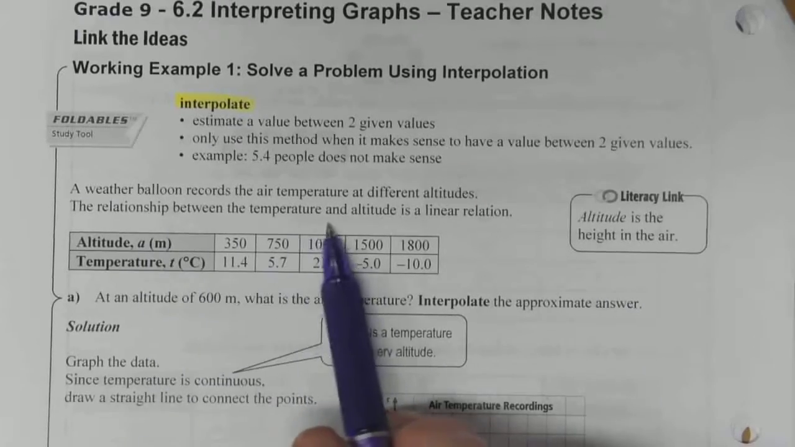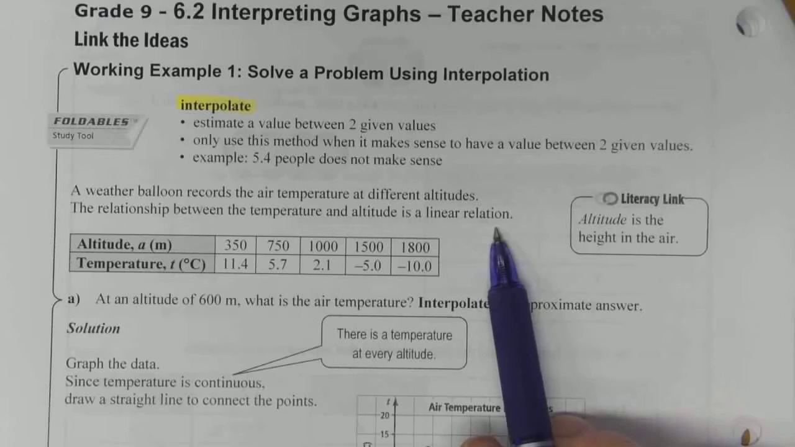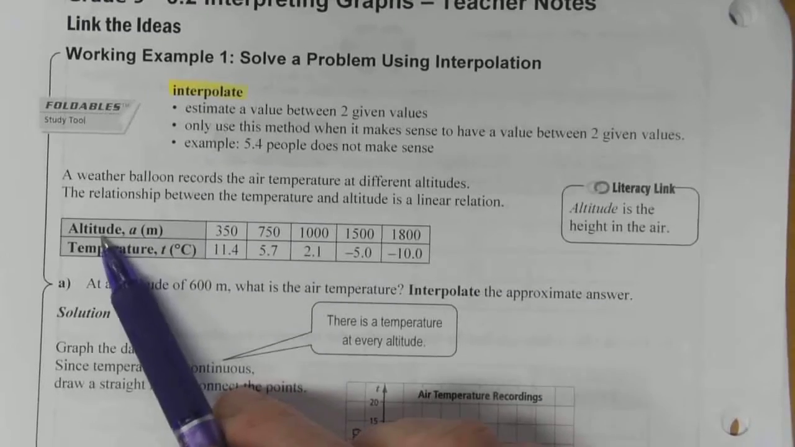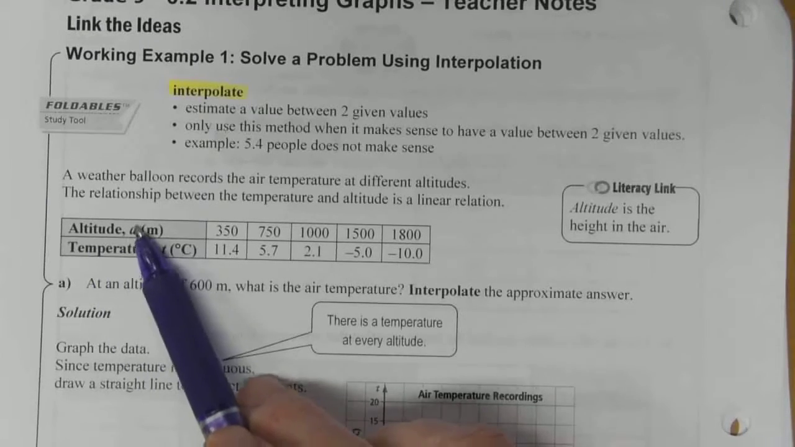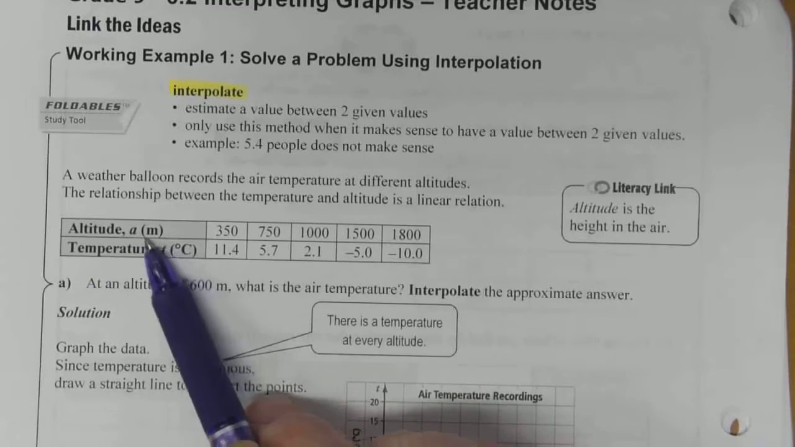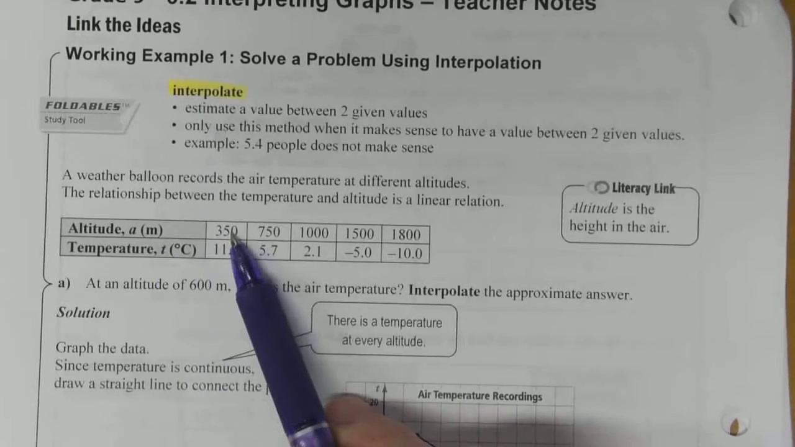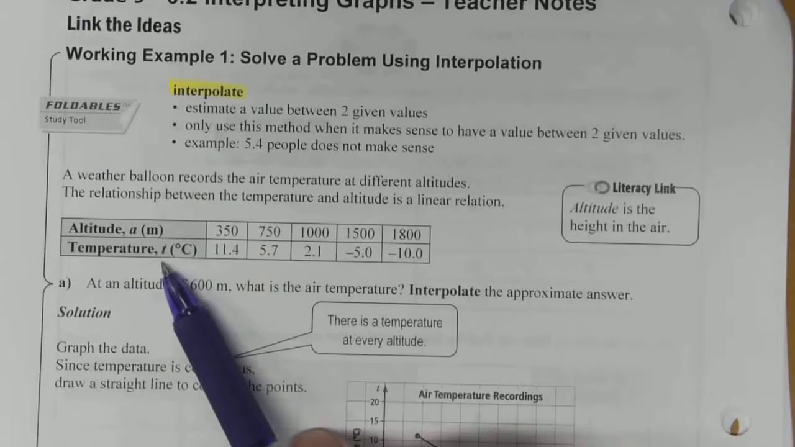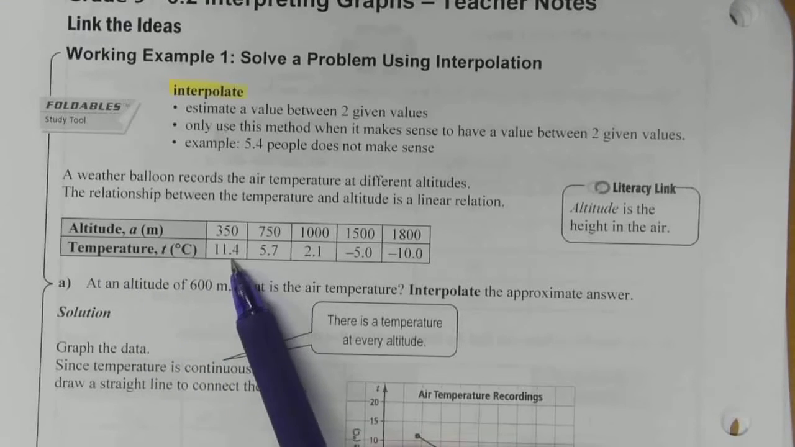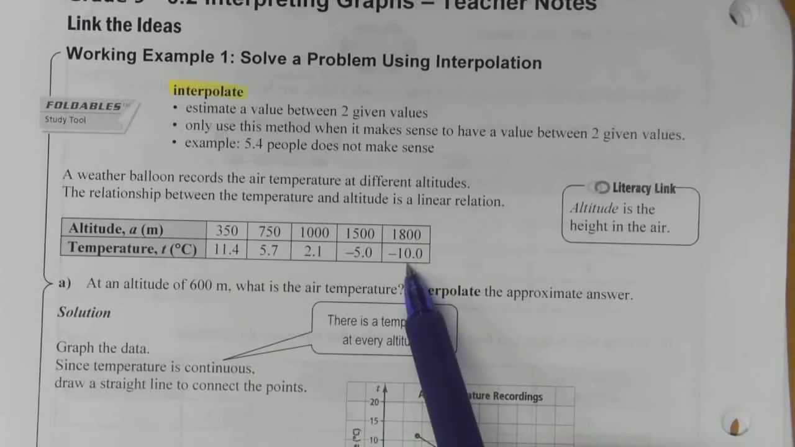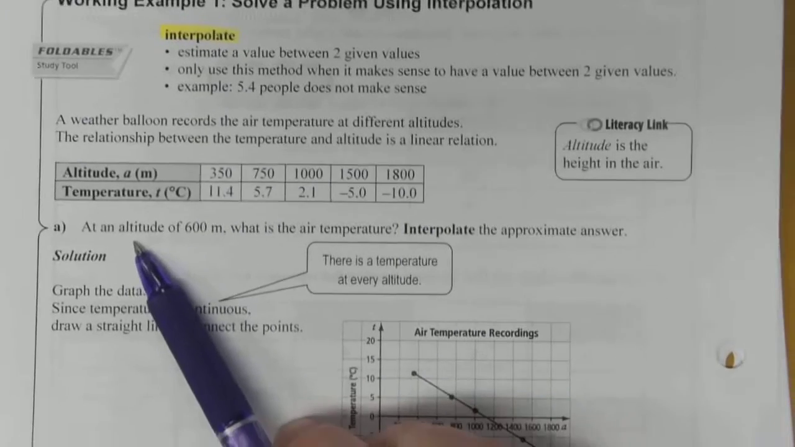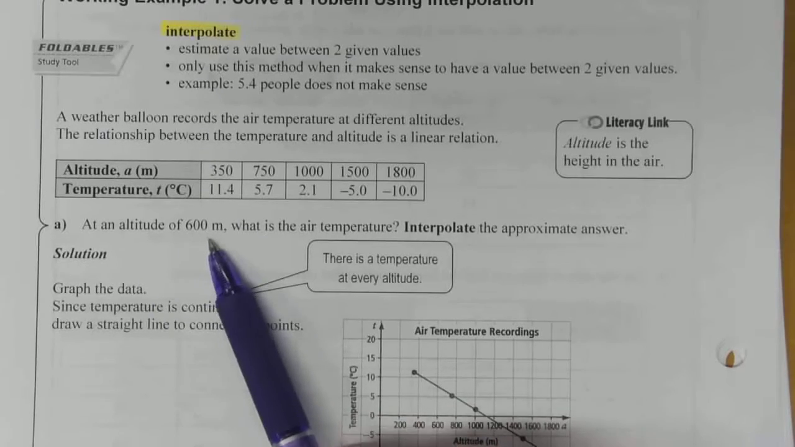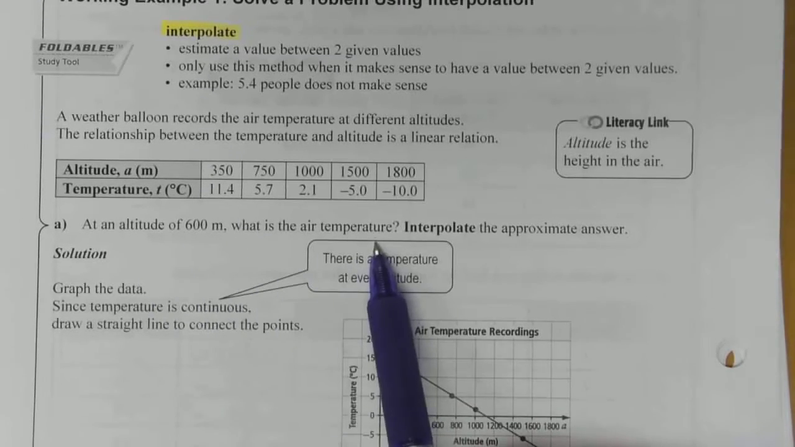The relationship between the temperature and the altitude is a linear relation, so it changes constantly and consistently. The altitude, we're going to use the variable a to represent, and it's measured in meters. We've got a chart here showing 350 all the way up to 1800 meters, and the temperature T in degrees Celsius, ranging from 11.4 degrees Celsius down to negative 10 degrees Celsius. We're asked, at an altitude of 600 meters, what is the air temperature?